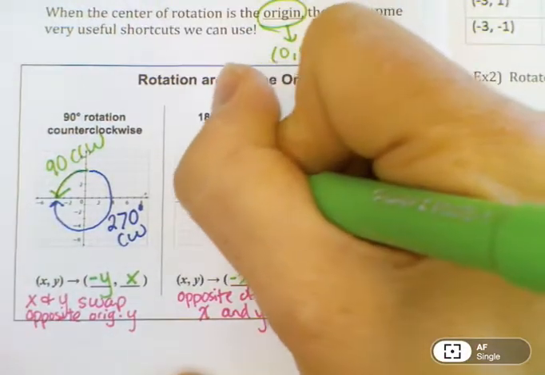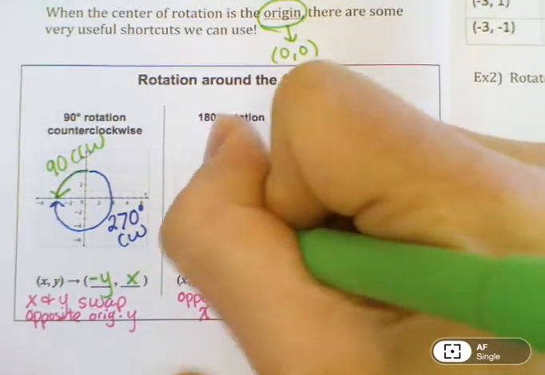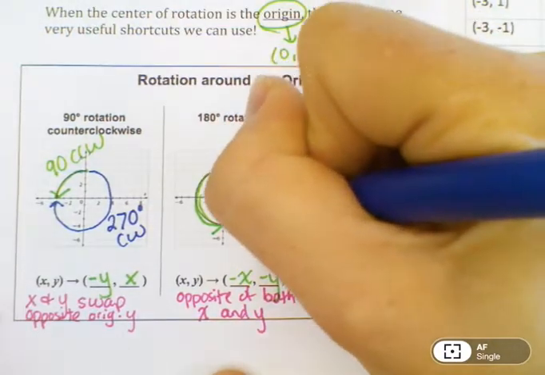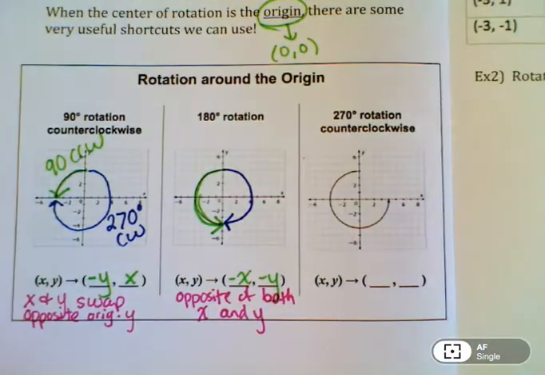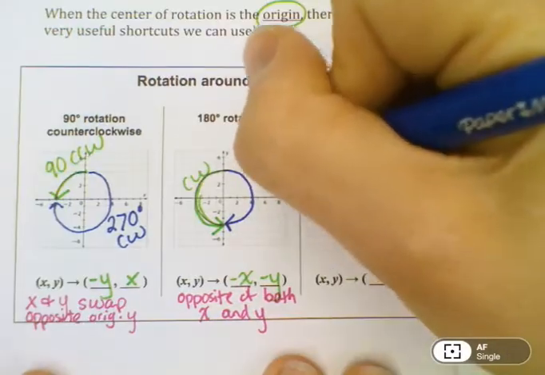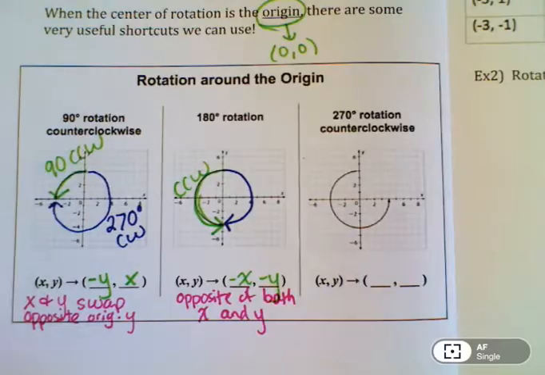And a 180-degree rotation, you'll notice that here it doesn't say which direction. And the reason is because it's the same either way, right? So 180 degrees clockwise puts you in exactly the same spot as, oops, I did that wrong, counterclockwise.